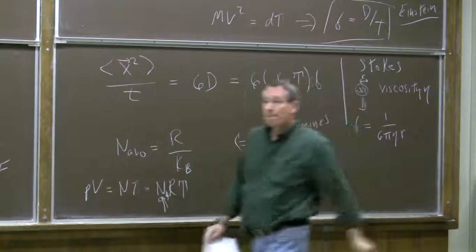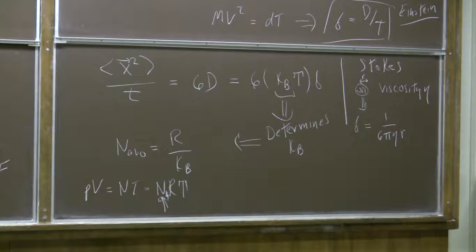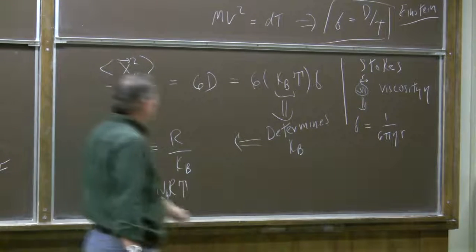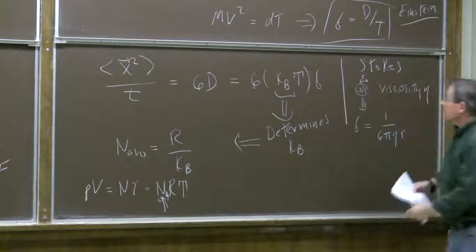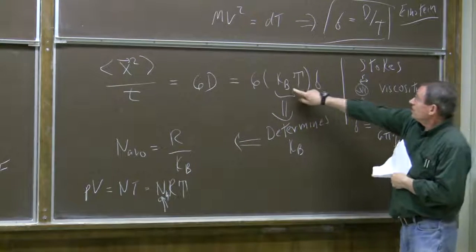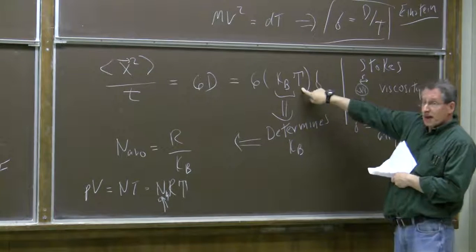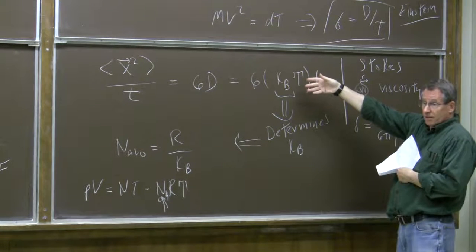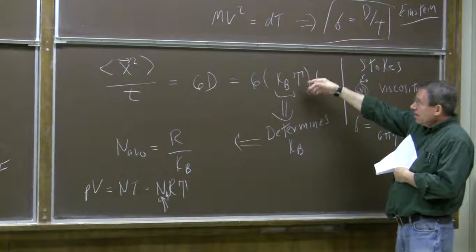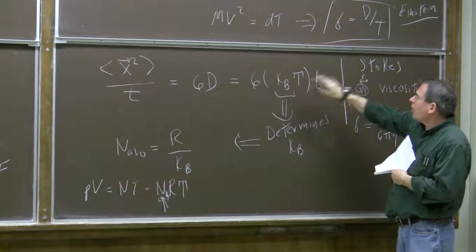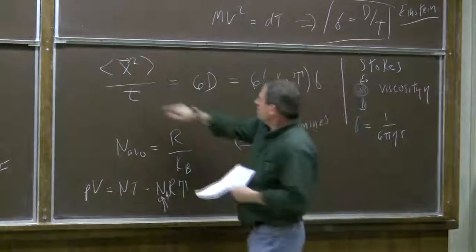Yeah. How did he manage to get the value of capital D? Capital D? Yeah, he got it from the Einstein relation. He knew that it was the temperature in units of energy, which is Boltzmann's constant times the temperature in degrees Kelvin. But he didn't know Boltzmann's constant. Yeah, that's right. He used this to find Boltzmann's constant.